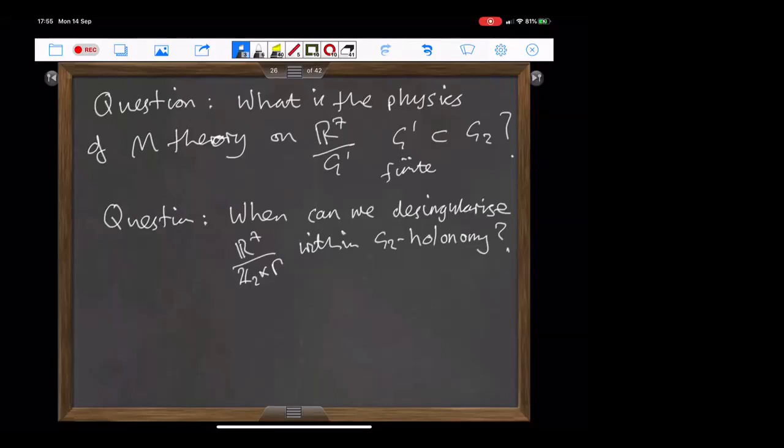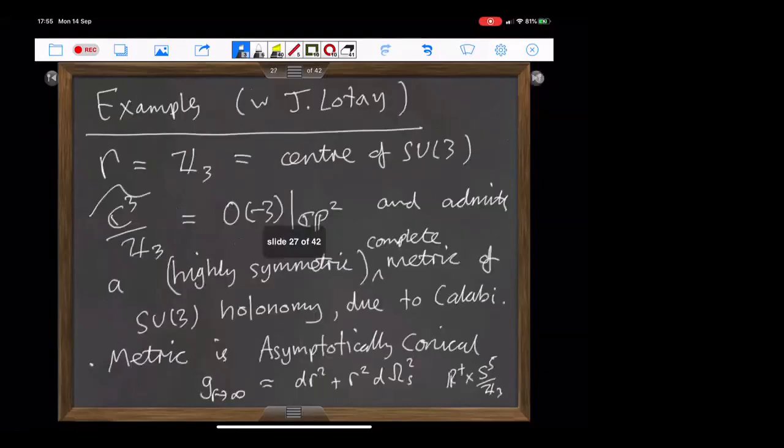For the class of examples that I'm considering here, one can ask things like, when can we actually desingularize this space, producing a 7-manifold of G2 holonomy? And I'll finish by describing one example that Jason and I have been studying.